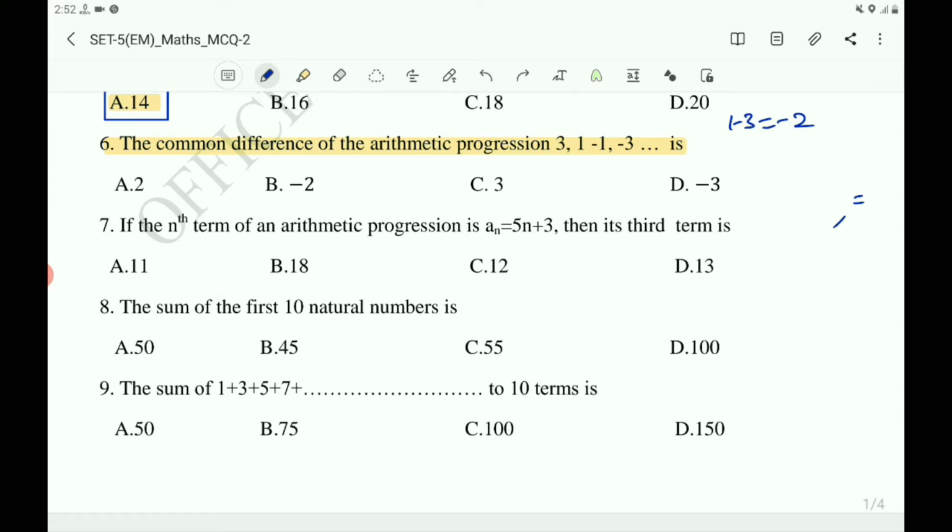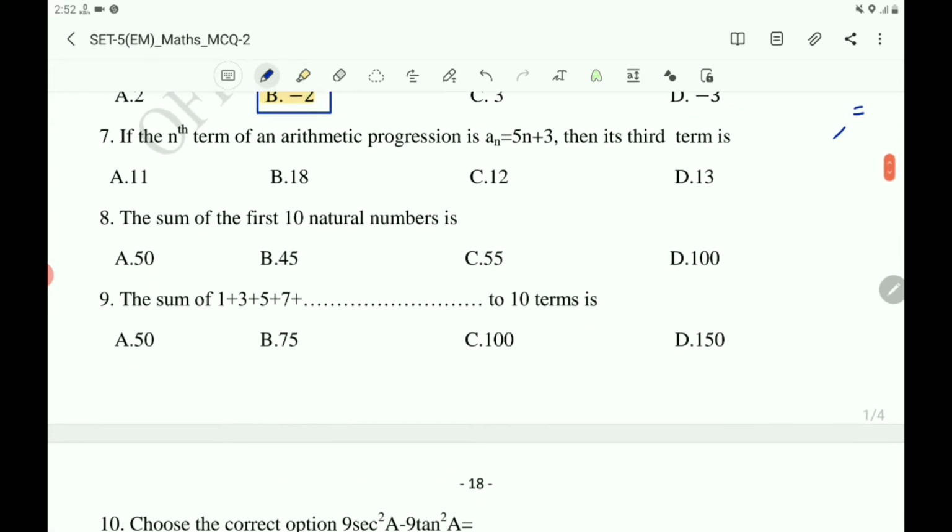So what is the answer? Here option B is the answer. Minus 2. Option B is the answer. Then you take the seventh question.